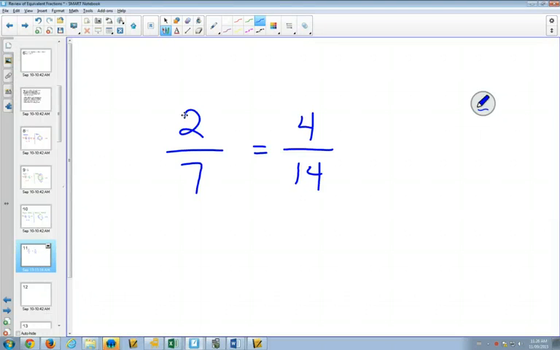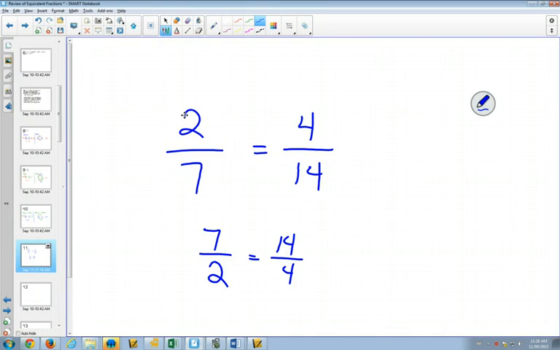So there we have two equivalent fractions. A property of fractions: if two fractions are the same, if you flip both of them, are they still the same? So the question is, since I have 2 over 7 is equal to 4 over 14, is it true that 7 over 2 is the same as 14 over 4? Correct.